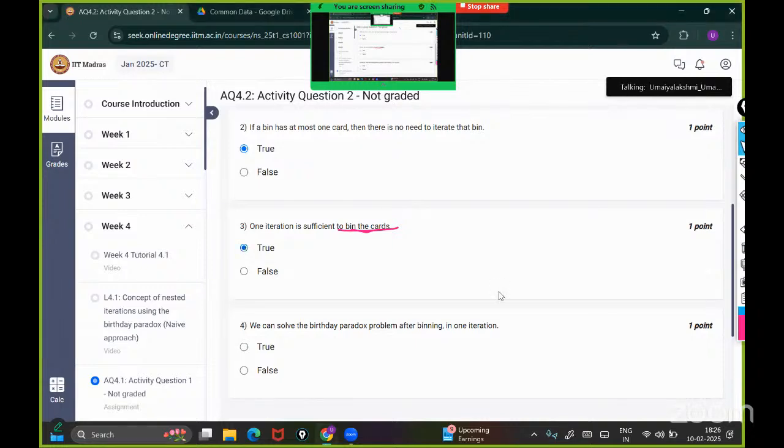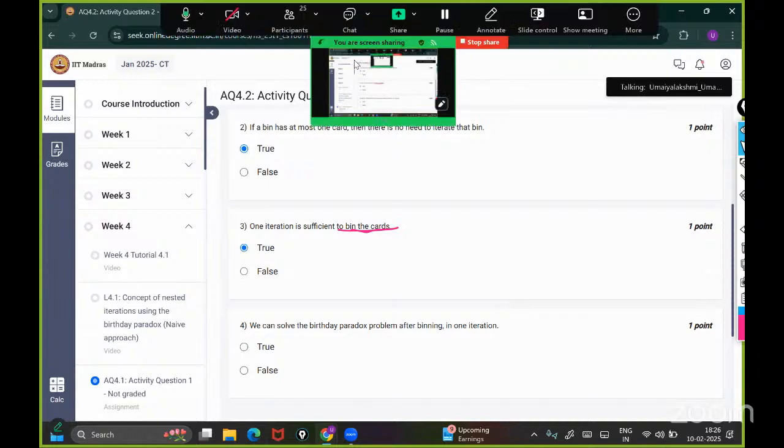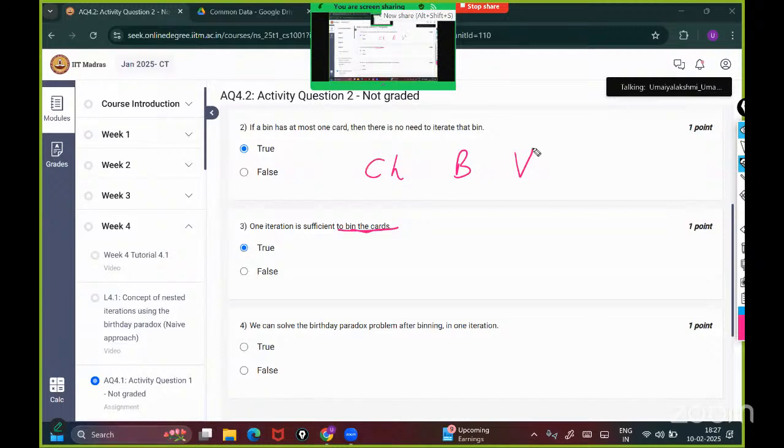Sorry, my bad. We have to bin them to a state or country, or let's say based on their cities. So in one iteration, I can just bin it, right? Whether the person belongs to Chennai or Bangalore or whatever the country or city is, we can bin them using one iteration.